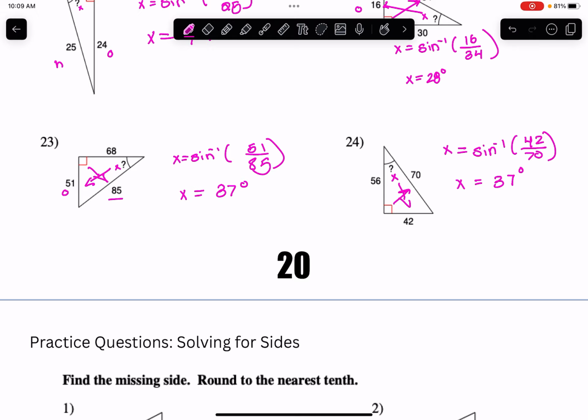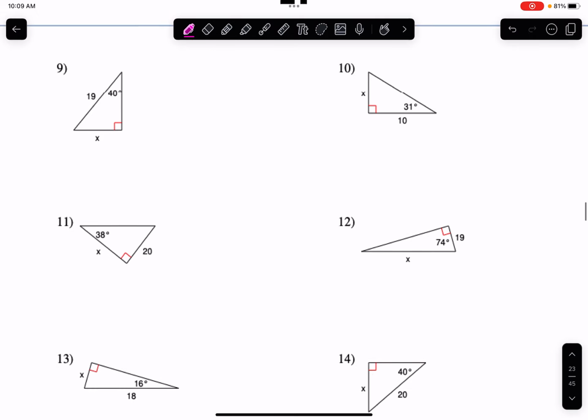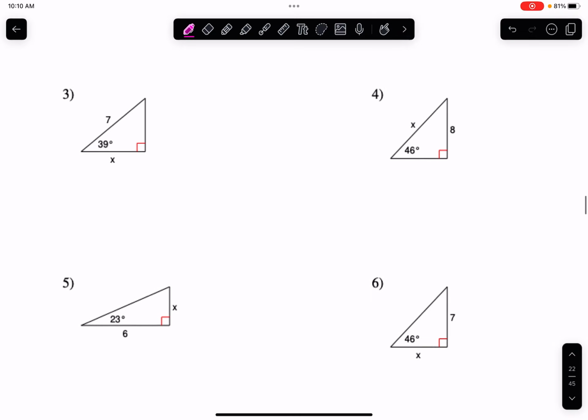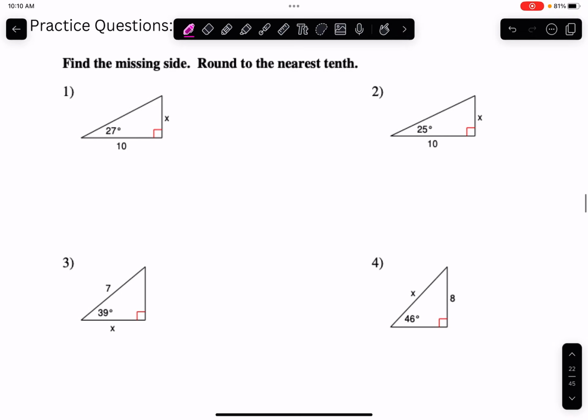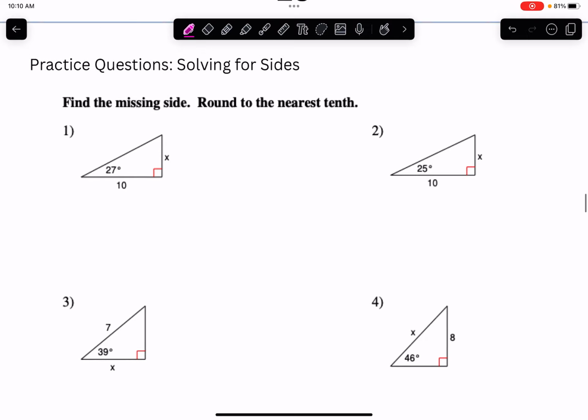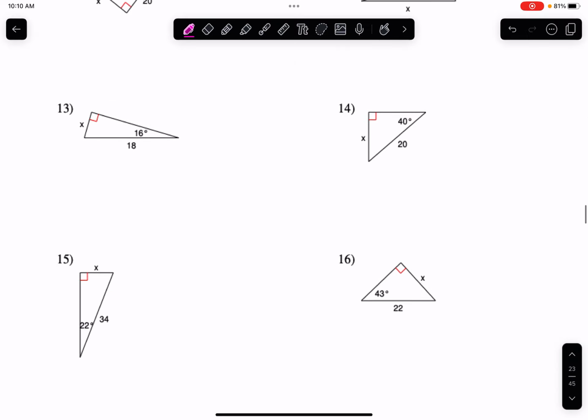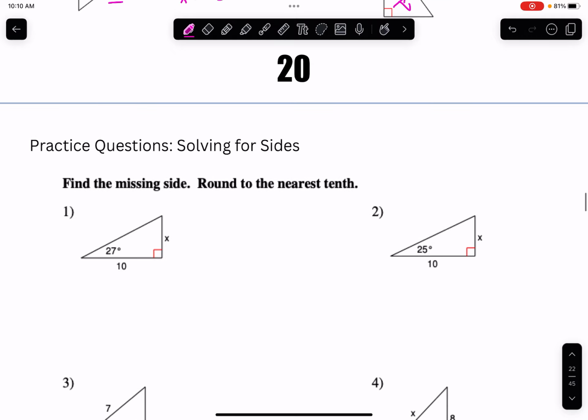So now pages 21 and 22 are not required because these are going over our previous lessons from last week about finding missing sides. However, this would be helpful for studying for your short quiz on the beginning of Intro to Trigonometry.